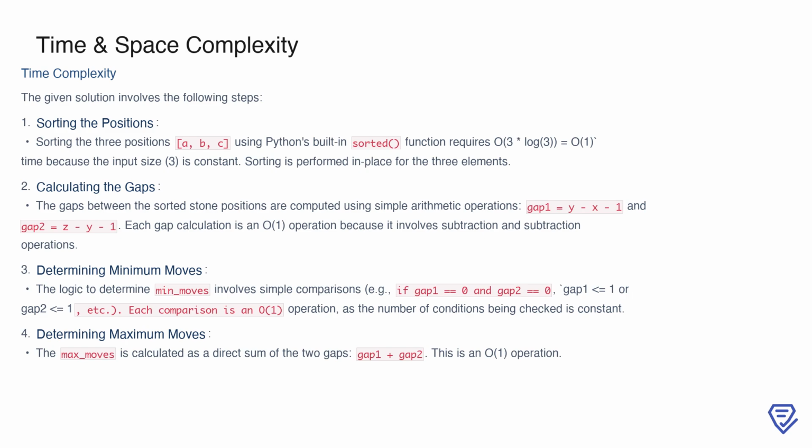Next, the gaps between the sorted positions are calculated using simple arithmetic operations like subtraction, which also run in constant time, O(1). Determining the minimum moves involves straightforward conditional checks, such as comparing the gap values to specific thresholds. Since the number of conditions is constant, these comparisons also take O(1) time. Lastly, calculating the maximum moves is done by summing the two gap values, another O(1) operation. Together, these steps ensure the solution's time complexity remains O(1) overall.